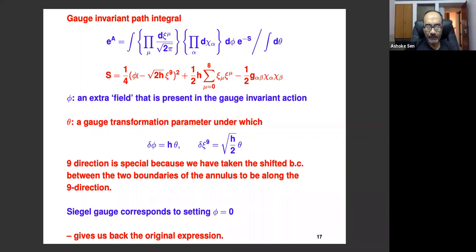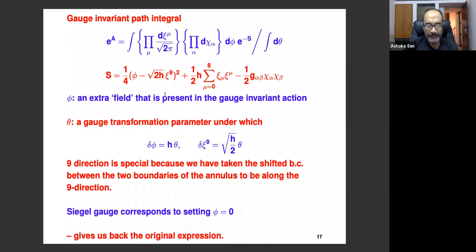This is the action. The action has a form like this, and you divide by the integral over the gauge volume of the gauge group. This is what you normally start with in quantum field theory. So I have already said phi is the extra field that is present in the gauge invariant action. Now, how does the gauge transformation act on these fields? It acts by simply transforming phi to h times theta, and transforming xi 9 by square root of h by 2 times theta.